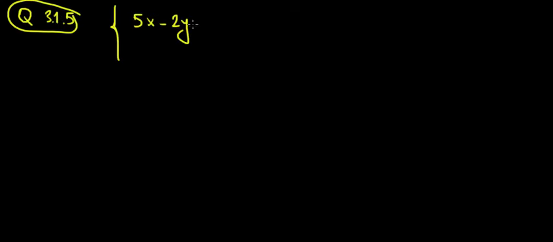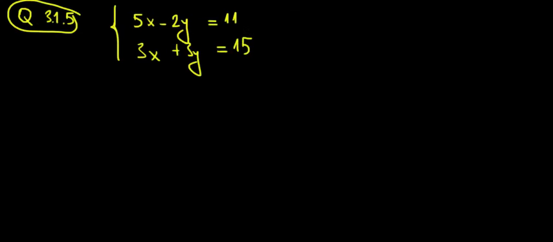Let's solve question 3.1 because we have there a system of equations, which is a different concept than what we did so far. So question 3.1.5. We have a system where 5x minus 2y equals 11 and 3x plus 3y equals 15.